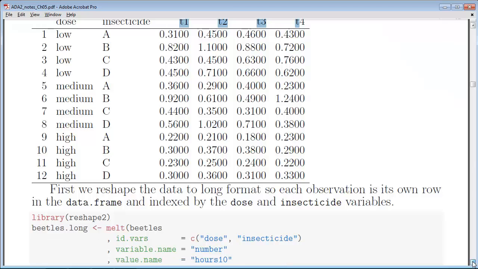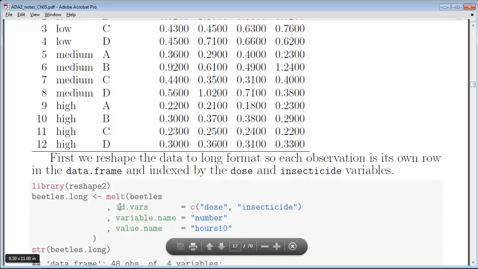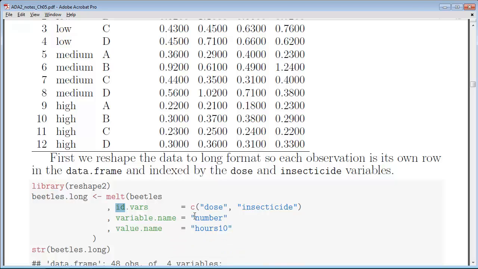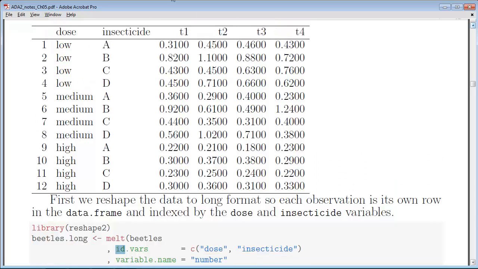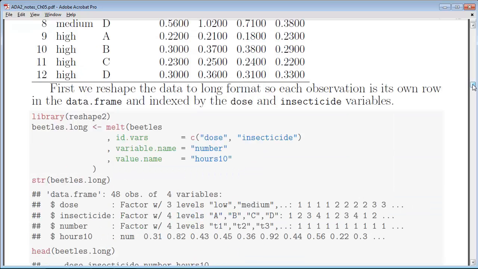And so what we have here is the ID or identification variables are dose and insecticide. The variable name is number. So the variable name is the column that has these labels, T1 through T4. And then finally, these values, 0.31 and so on, their name is going to be hours 10.